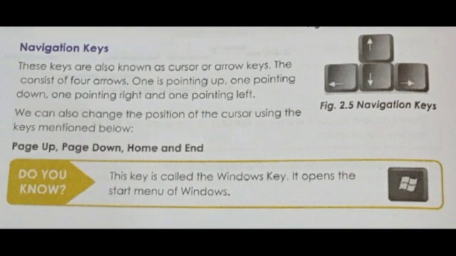Navigation keys. These keys are also known as cursor or arrow keys. They consist of 4 arrows. One is pointing up, one is pointing down, one pointing right and one is pointing left. We can also change the position of the cursor using the keys mentioned below: Page up, page down, home and end keys.